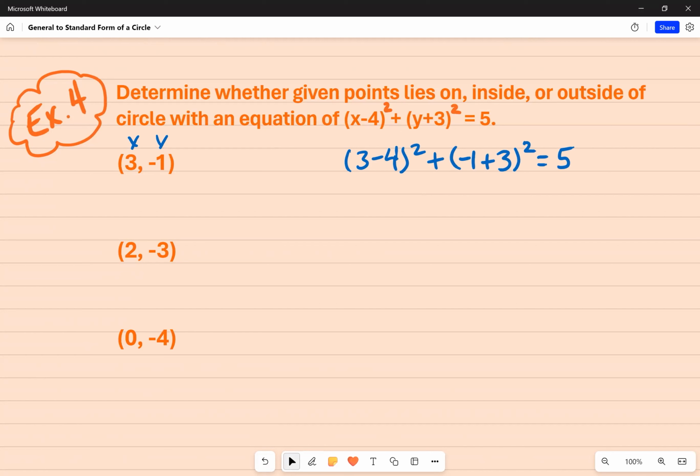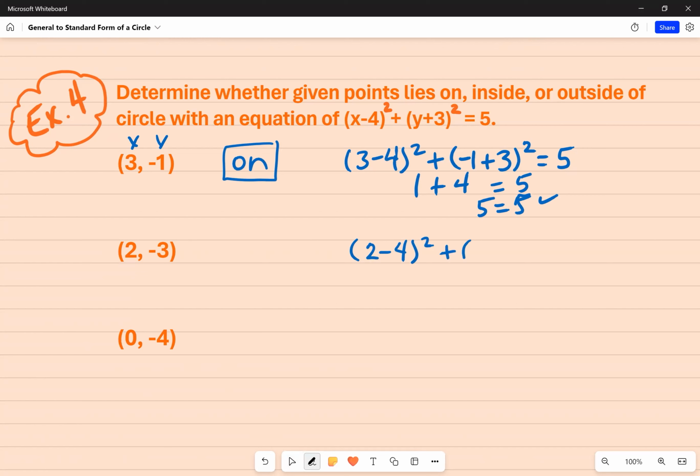Once I simplify this, -1 squared is 1. -1 plus 3 is 2. 2 squared is 4. And yes, I see that 5 does in fact equal 5. So if it is true, that means that it's on the circle. And then for the next point, I have 2 minus 4 squared. I'm just replacing the x's and the y's, and I'm already given the h and the k. So then I have -3 plus 3, squared. Simplified, negative 2 squared is 4. This is 0. So now I see that 4 is actually less than 5. And if it's less than, that means that it's still inside of the circle.